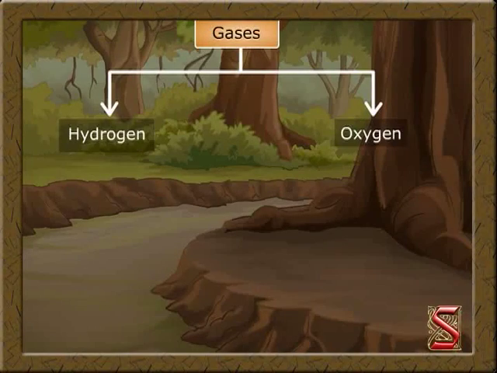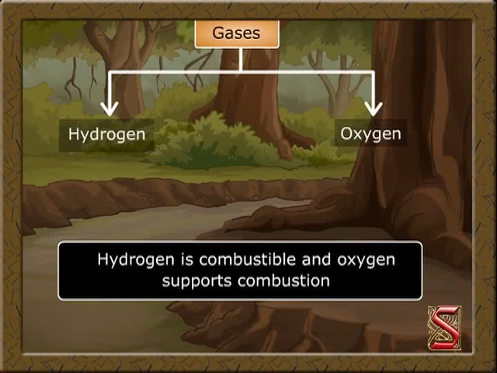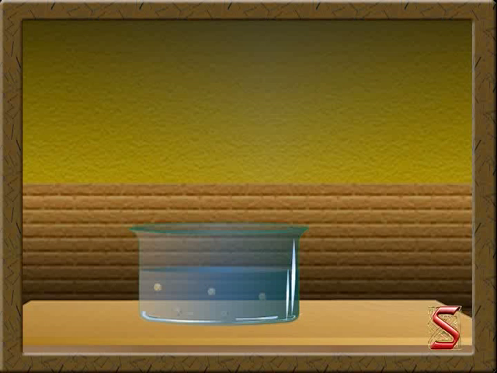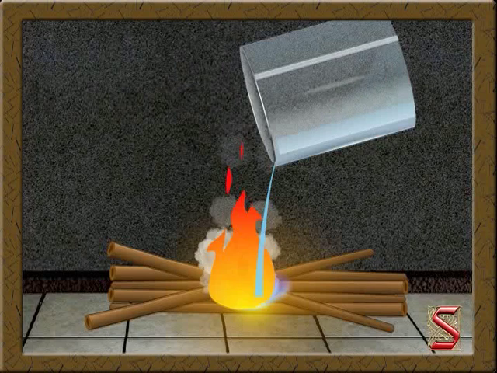Nature of hydrogen and oxygen. Hydrogen and oxygen are gases. Hydrogen is combustible and oxygen supports combustion, whereas water, which is the combination of hydrogen and oxygen, does not burn. On the other hand, it puts off the flames. The character of a compound formed by the combination of two elements is completely different from that of its elemental components. Substances whose molecules consist of two or more different types of atoms are called compounds.